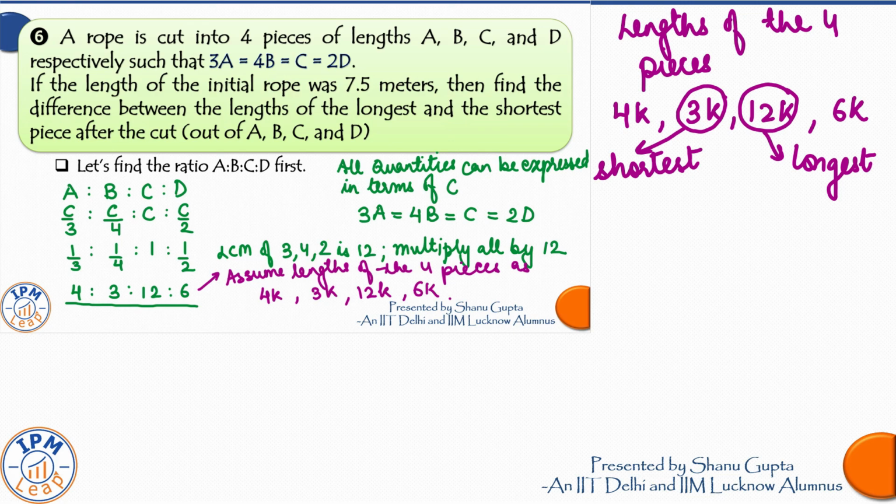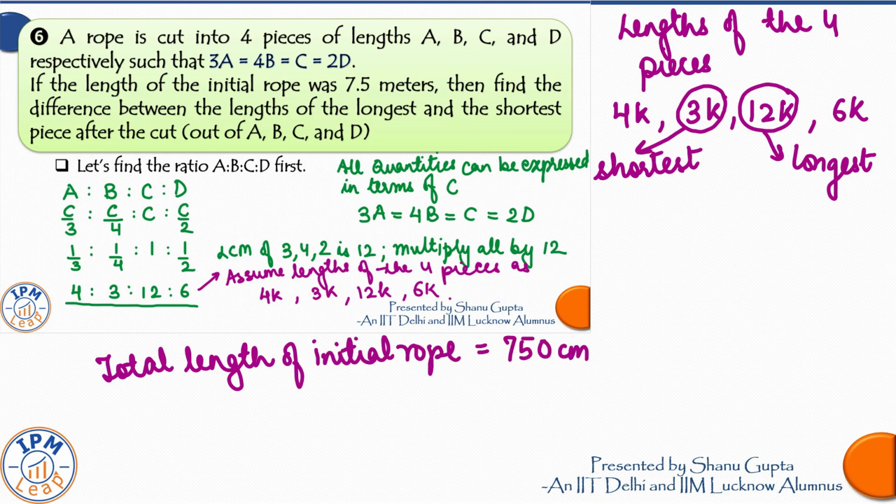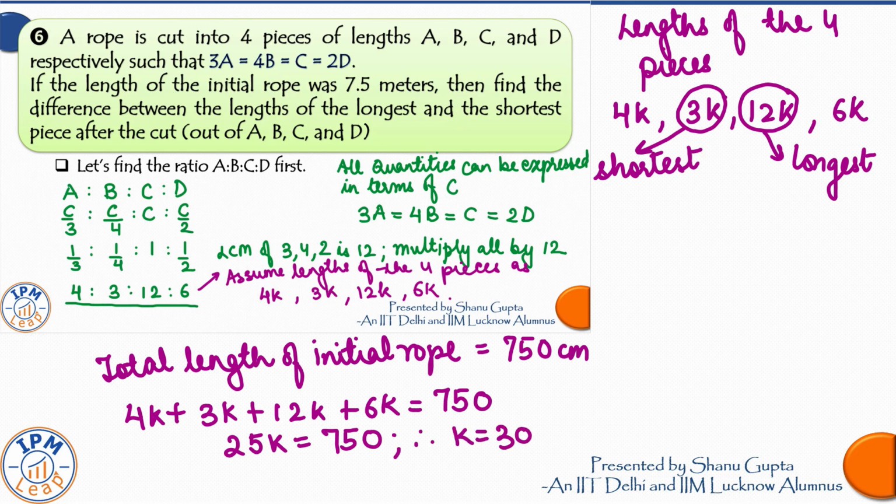Clearly, this is the shortest piece and this is the longest piece. But to find out their difference, we need to calculate the value of our variable K first. We use the condition that the length of the initial rope was 7.5 meters, or we can say 750 centimeters. Let us add up the lengths of all pieces. 4K plus 3K plus 12K plus 6K is equal to 750. 25K is equal to 750. Therefore, K is equal to 30.